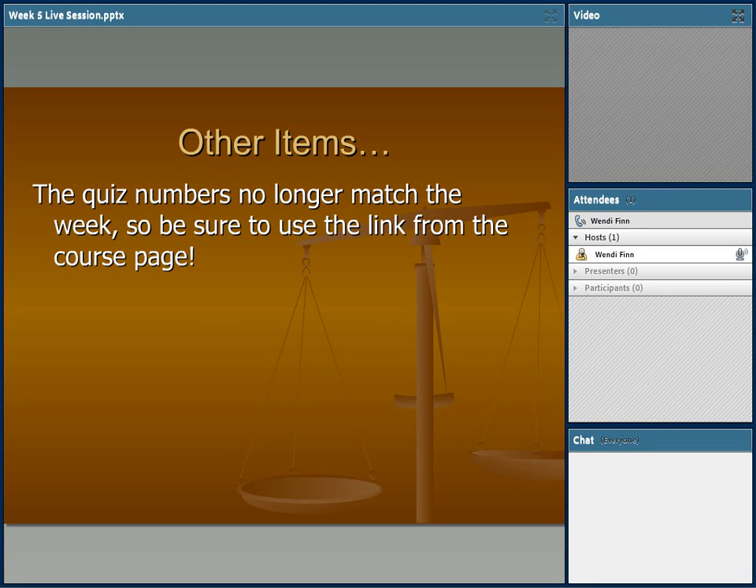Okay, other items. The quiz numbers no longer match the week, so be sure to use the link from the course page. If you get into the quiz site another way, make sure you're taking the right quiz, because we did not have a quiz during week 4 with the exam. So now quiz 4 is falling in week 5, and so on. So be sure to use the link from the page.